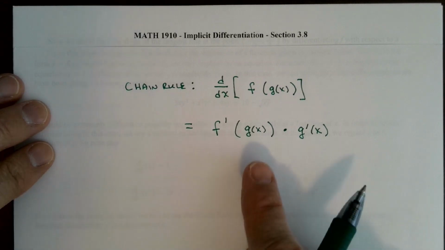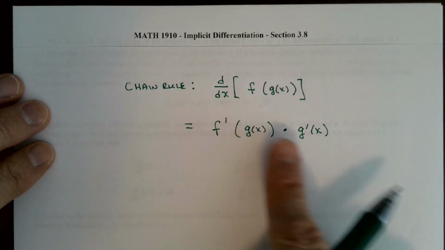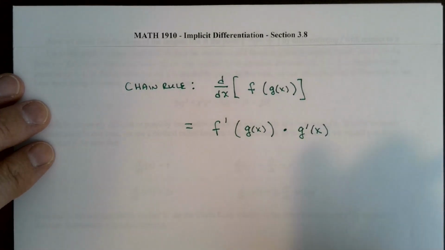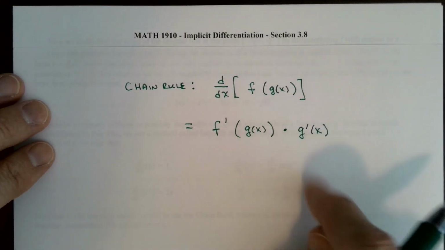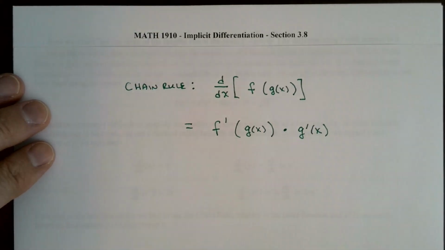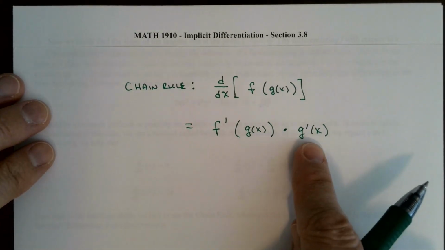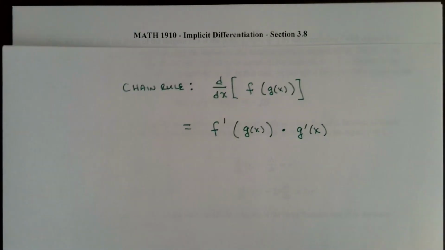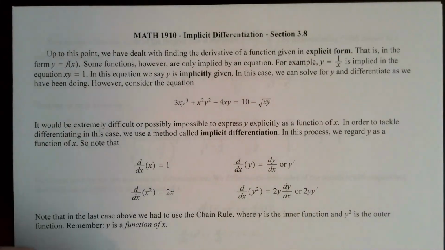Again, the derivative of the outer function evaluated at the inner, times the derivative of the inner function. Again, the derivative of the inner function could involve all sorts of rules, product rule, quotient rule. It could involve the chain rule again. We can have a chain rule inside of a chain rule if the function g of x is the composition of two or more functions. Okay, so with that, let's talk about implicit differentiation.